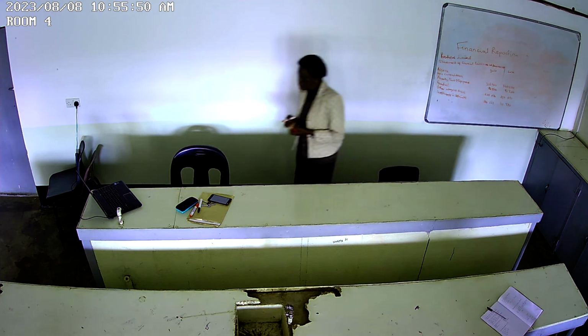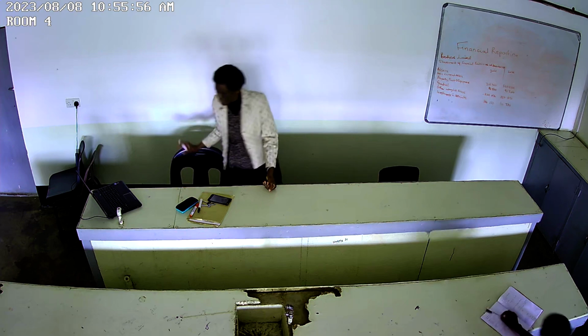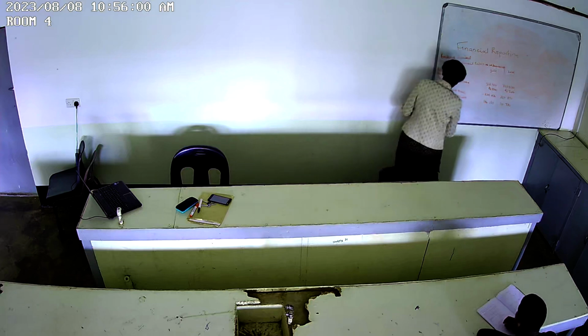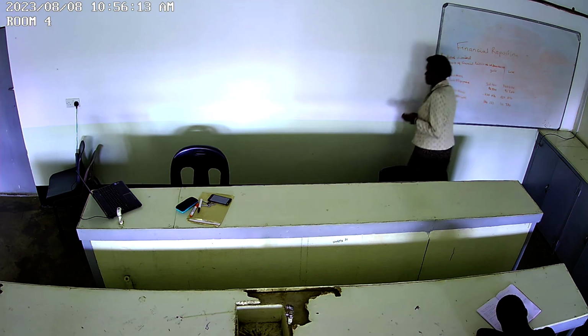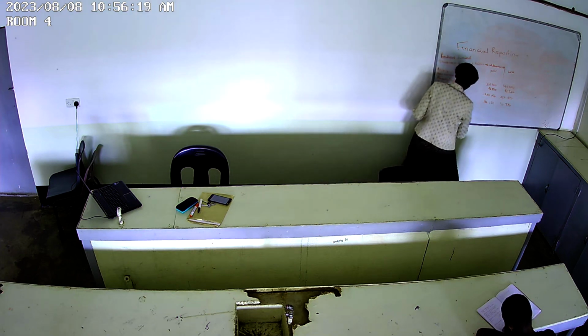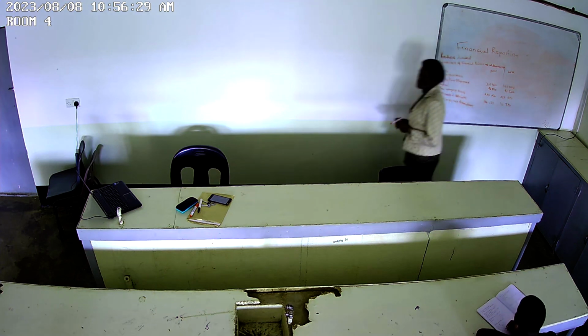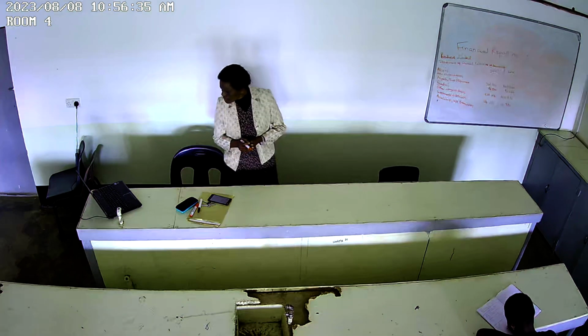Then we have the other one, which is the available for sale financial assets, which is 142,500.